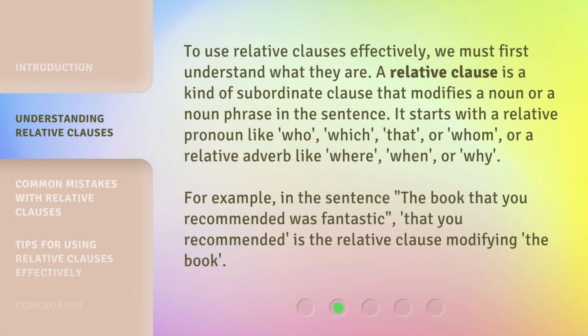To use relative clauses effectively, we must first understand what they are. A relative clause is a kind of subordinate clause that modifies a noun or a noun phrase in the sentence. It starts with a relative pronoun like who, which, that, or whom, or a relative adverb like where, when, or why. For example, in the sentence, "The book that you recommended was fantastic," that you recommended is the relative clause modifying the book.